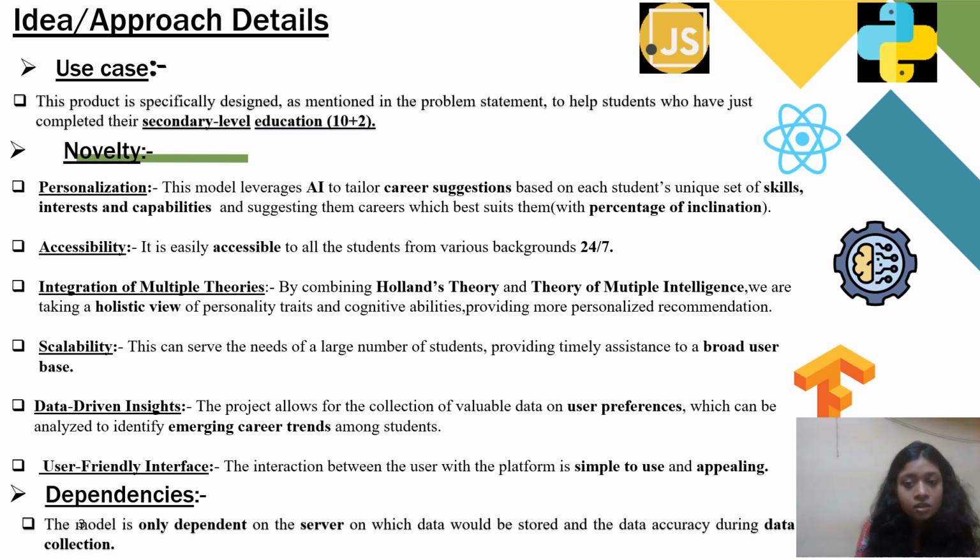Coming to the last, that is the dependencies. The model has only one dependency, that is the server it is working on. So to elaborate, the server on which the data is stored, and the data accuracy during the data collection.